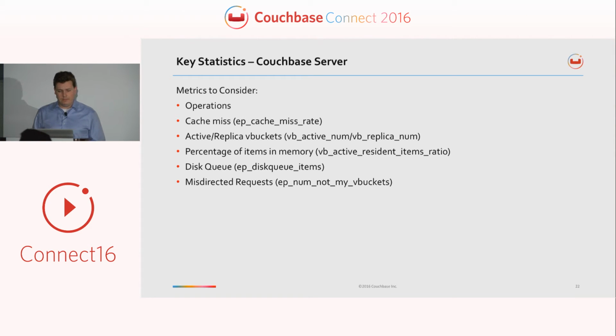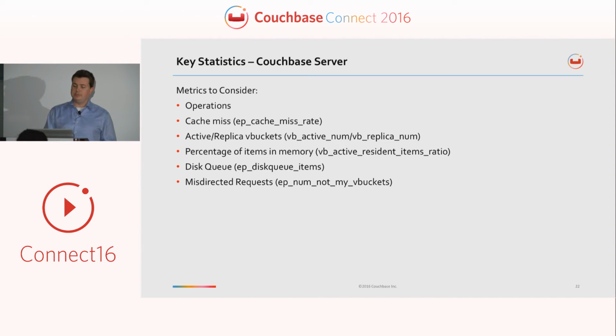The other interesting metric that we like at LinkedIn is misdirected requests, so requests not going to the right vBucket. We've actually put some auto remediation in place where if we get hits on this metric, where we know that requests are going to the wrong vBucket, we can reset the Couchbase client and get it to pull down the vBucket mapping again and start sending requests to the right vBuckets.